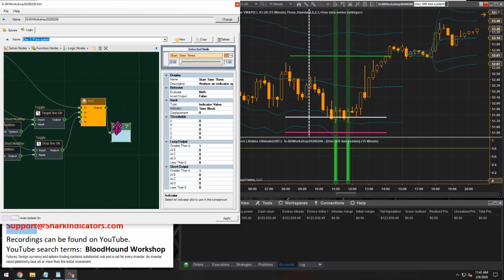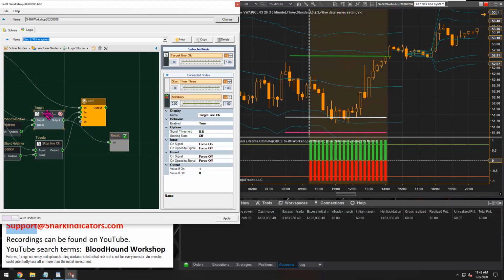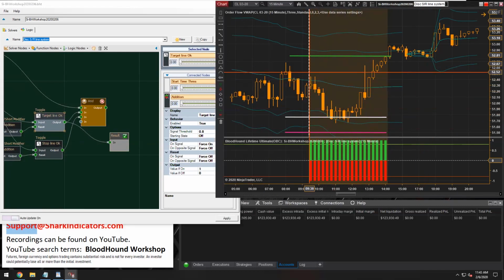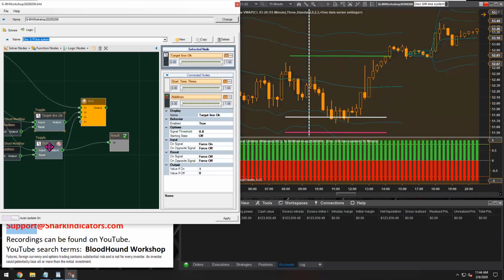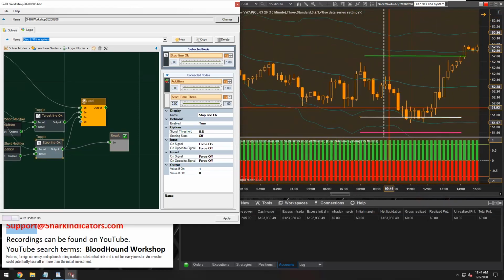And so let's take a look at our toggle nodes. So if we look at the target line toggle node, we can see the toggle node turns on at our start time. And then once that target is hit, it turns off. So, perfect. The stop line, if we look at the stop line, the stop is never hit. So that toggle node is just left on.